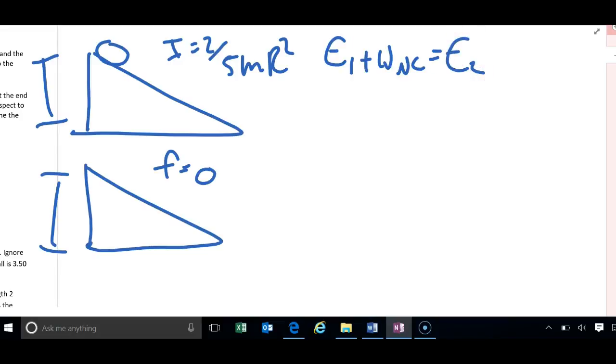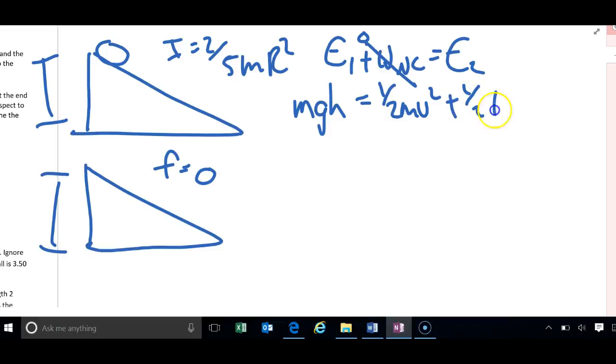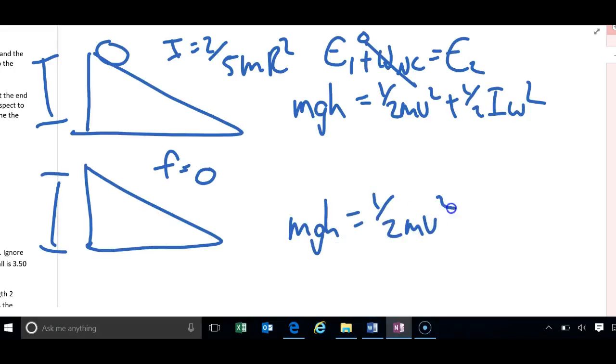At the top, I have potential energy, which I'm going to label as mgh, plus work non-conservative, we said rolling friction does none, equals, at the bottom, I have linear kinetic energy, but I also have rotational kinetic energy. If I look at the bottom one down here, it has potential energy, and at the bottom, it only has kinetic energy. So all of this gets converted to linear kinetic energy. On this one, some of the energy goes here and some of the energy goes here.